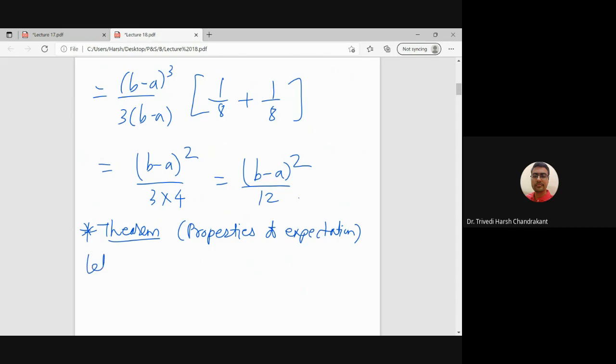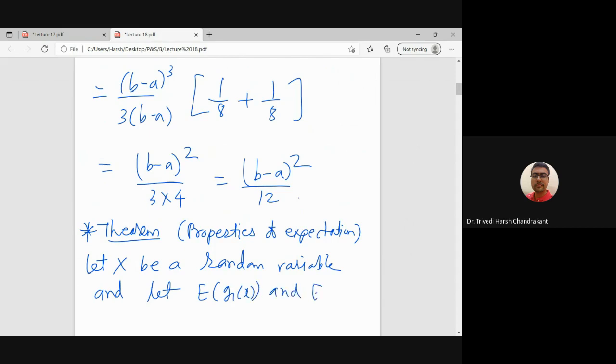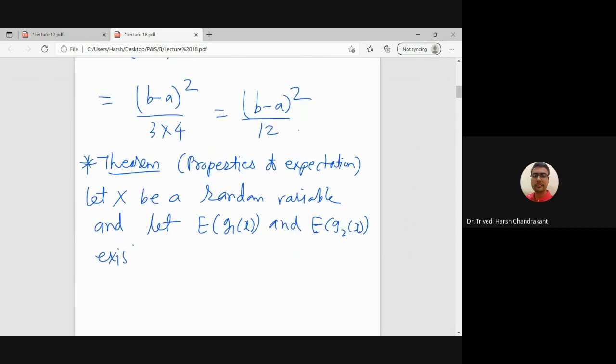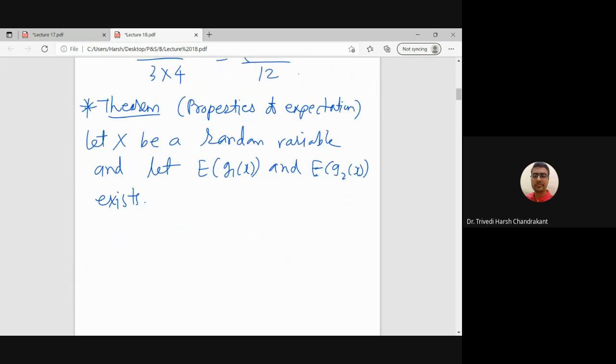What is the statement? Suppose X is a random variable, and the expectations of two functions, E[g1(X)] and E[g2(X)], exist. So g1 and g2 are two functions such that their expectation exists. Exist means it is a finite number. It is not infinity or minus infinity. It is a finite number.